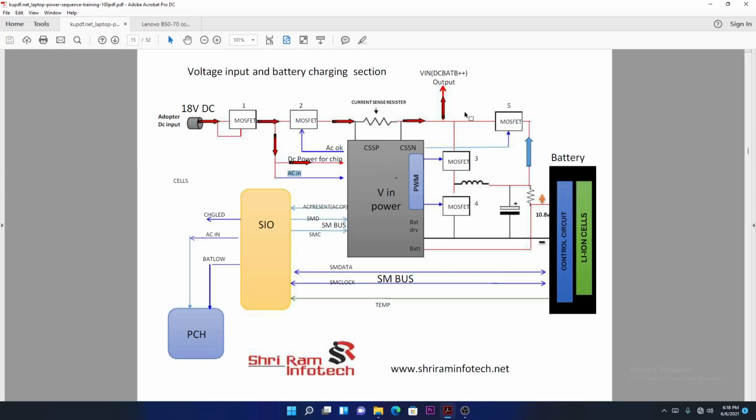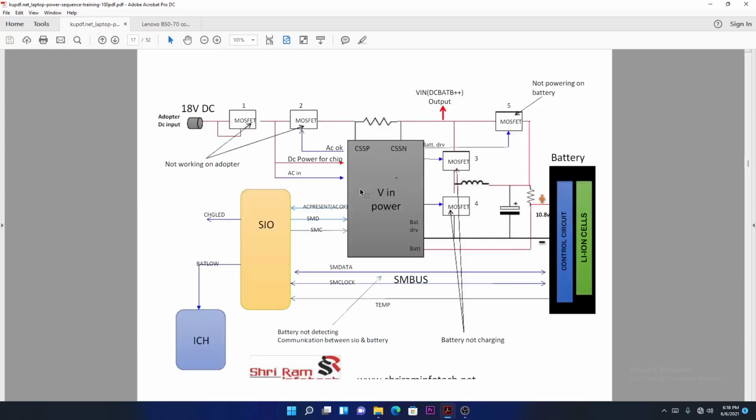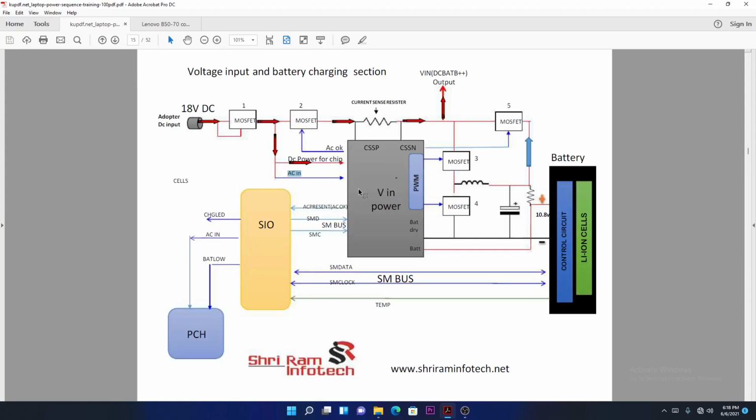All right, after that, guys, these are all the signals you should take note of. You will have AC present. AC present means it's more like AC okay. It means AC is there. It needs to report to the startup chip. Otherwise, the machine won't charge the battery. I don't even think it will turn on.